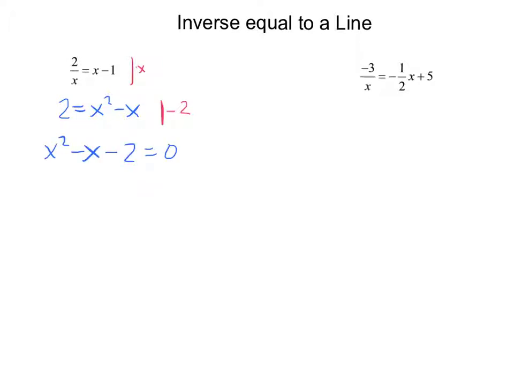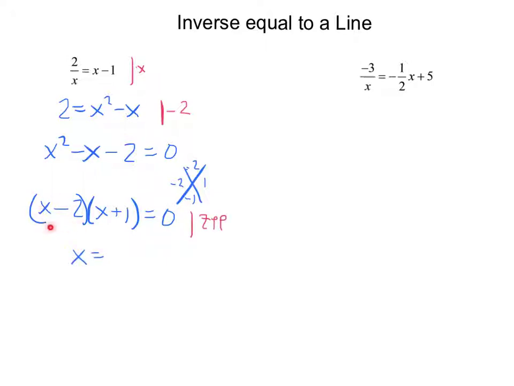Oh, actually this one can be factored, can't it? Because it multiplies to -2 and adds to -1. That's going to be -2 and +1. So we can factor it into x minus 2 times x plus 1, so that would FOIL, or distribute, to get back up here, and now we can apply the zero product property.